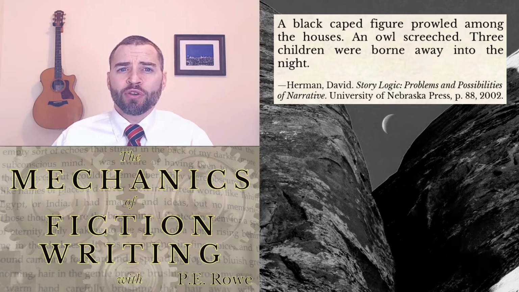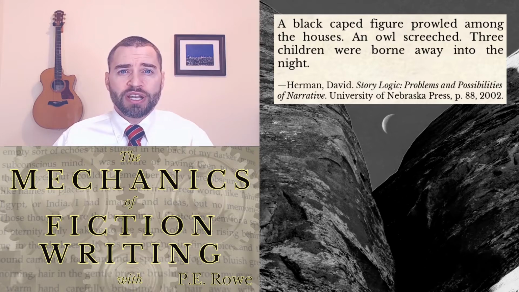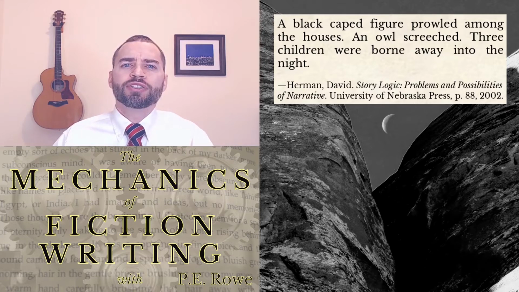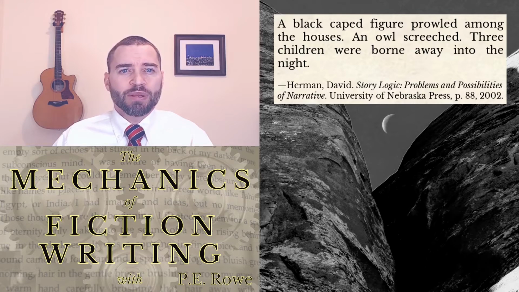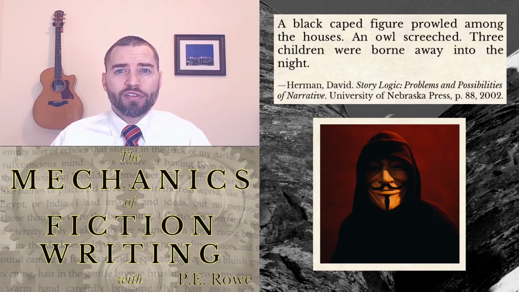Narrative theorist David Herman offers this micronarrative as a case study in the reader's cooperative effort. He points out that a reader generally draws inferences about the causality of events. In this case, did you connect the caped figure to the 3 children being carried away into the night? Did you notice that nothing in the text explicitly indicates that the black-caped figure had anything to do with the children's disappearance? If this were a trial, Capey would get off. All the evidence is circumstantial.